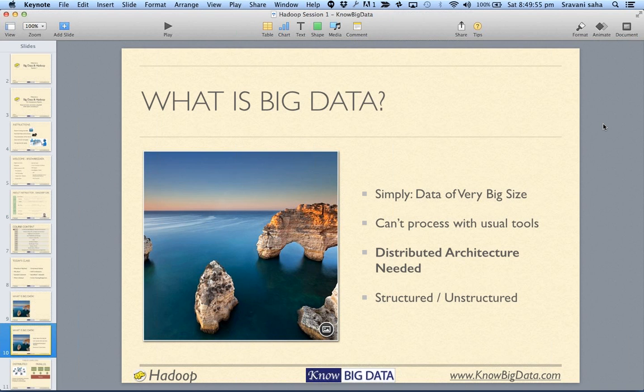Generally, when we say this sentence, usual tools mean your normal file systems, your Oracle database, your MS SQL database, and all others in the same bucket. But if Hadoop becomes a usual tool today, can we start saying that what we called big data is no longer big data? So that is why, for any processing requirement, any data churning need, when it requires distributed architecture, we say that we are handling big data. All right, it's as simple as that.